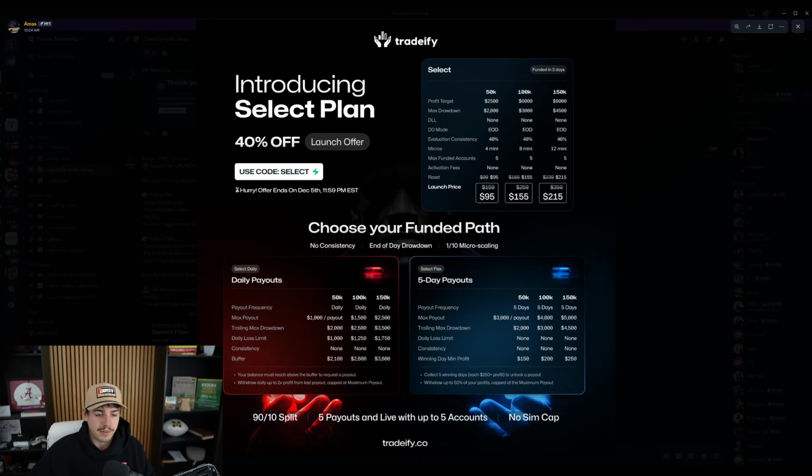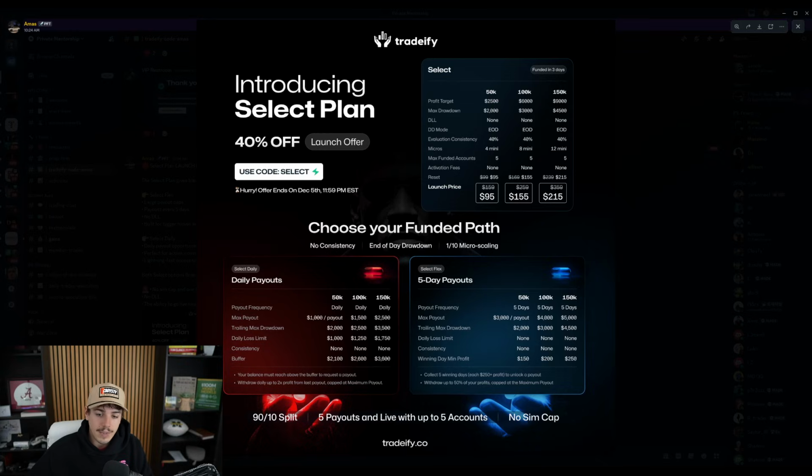And then here's the buffers: on 100K it's $2,600, and then at 150K it's $3,600. With those payouts increasing as well daily with a 90-10 split there. And then you have 5 payouts and live with up to 5 accounts. So if you have live accounts, I'm pretty sure they're changing it so you can have 5 live accounts. So they're not actually losing out if you move live either, which is nice.